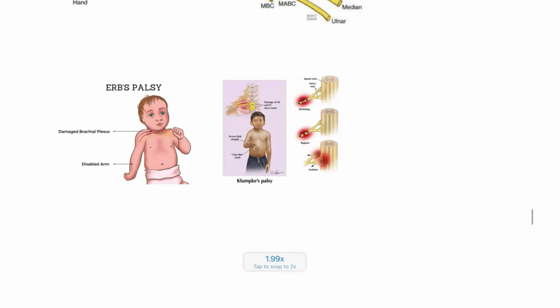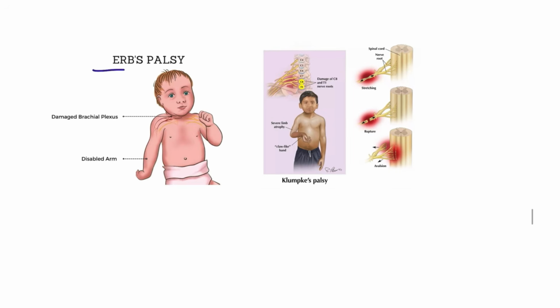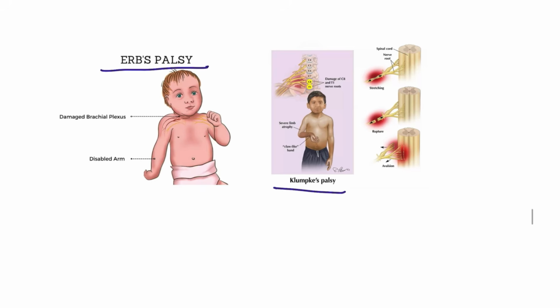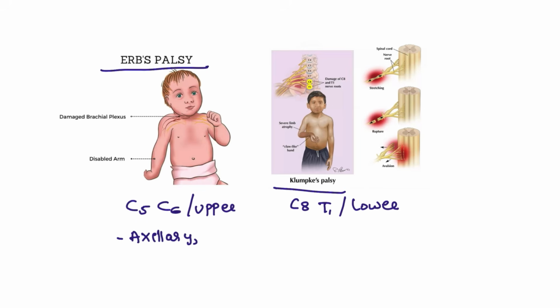Okay. Next, there are two defects that are present. One, the patient is suffering from Erb's palsy. Other patient is suffering from Klumpke's palsy. This involves the C5, C6. This involves the C8, T1. So that means this is the upper trunk and this is the lower trunk, right? Mostly this involves the axillary nerve, musculocutaneous nerve, suprascapular nerve. This will involve the ulnar nerve most commonly, right?